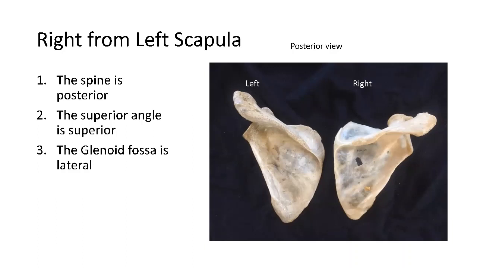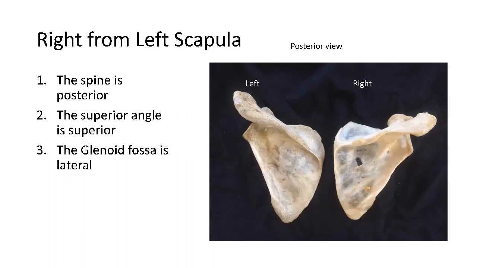How do you tell a right from a left scapula? Now, we're looking as if we are looking at somebody's back, so this is the posterior view. When you look at it, the spine itself is posterior, or you could use the acromion. The superior angle is superior, or you could say the inferior angle is inferior. And then the glenoid fossa is lateral, so that we can make the shoulder joint laterally.